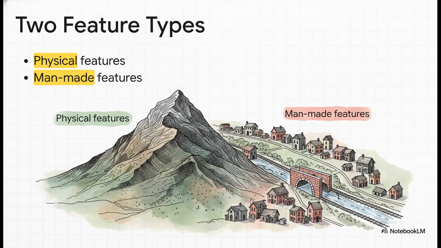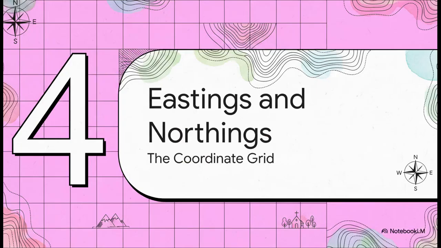Second, you have cultural or man-made features. This includes roads, railways, bridges, and individual buildings, all represented by those universally recognized conventional symbols we talked about a minute ago. But here's the kicker. All those beautiful, intricate details are completely useless if we can't communicate to someone else exactly where they're located on the page. That takes us right into Section 4, Eastings and Northings, the coordinate grid.